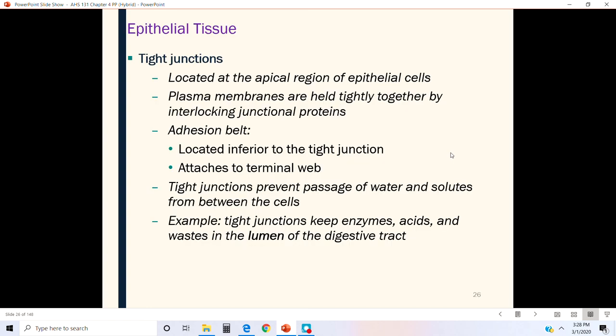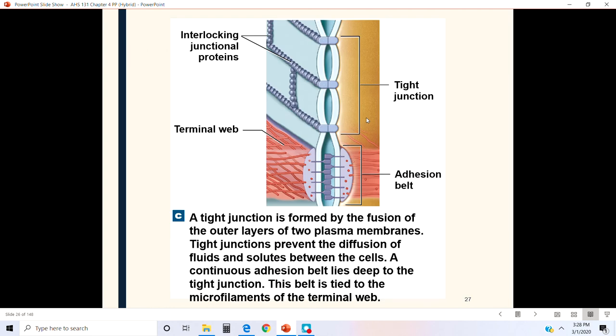Okay, the second type of specialized junction is known as a tight junction. Now, these are located at the top of the epithelial cells. If you remember, the top of the epithelial cells was known as the apical region. And here we're going to see that the plasma membranes are held tightly together by many interlocking junctional proteins.